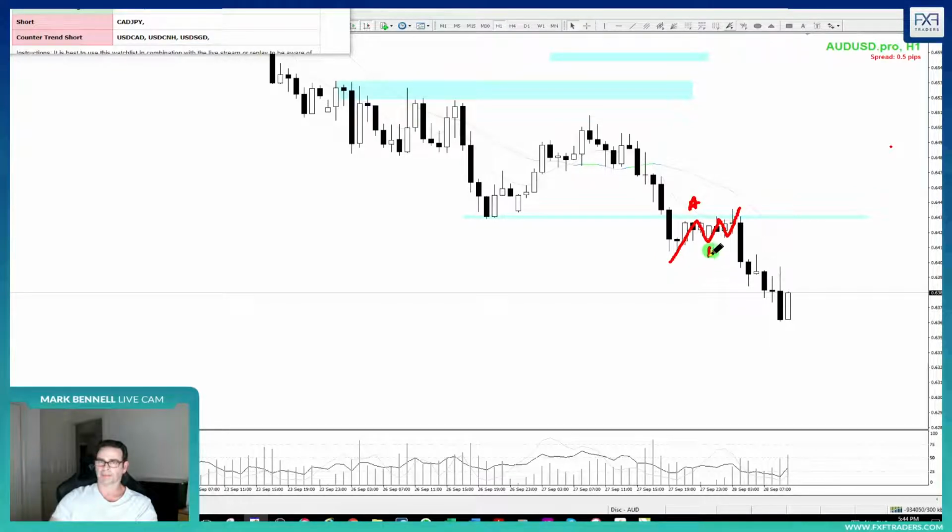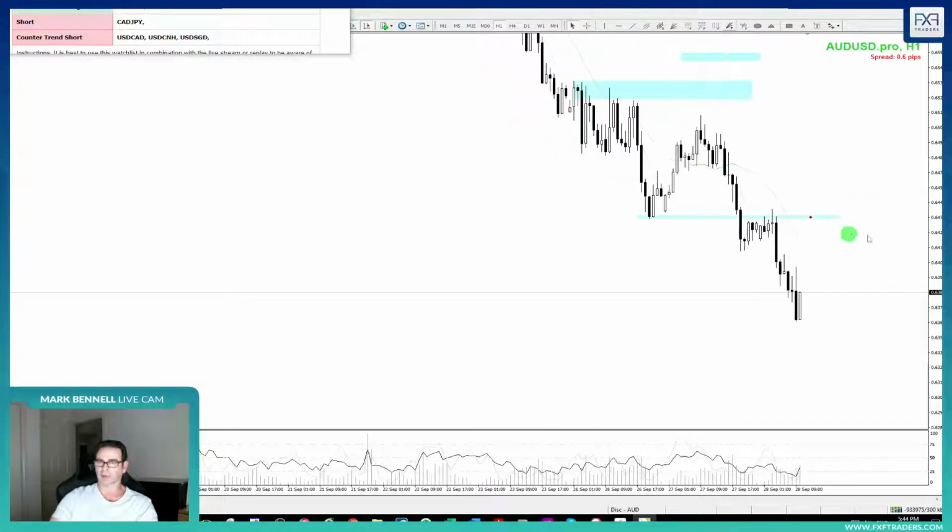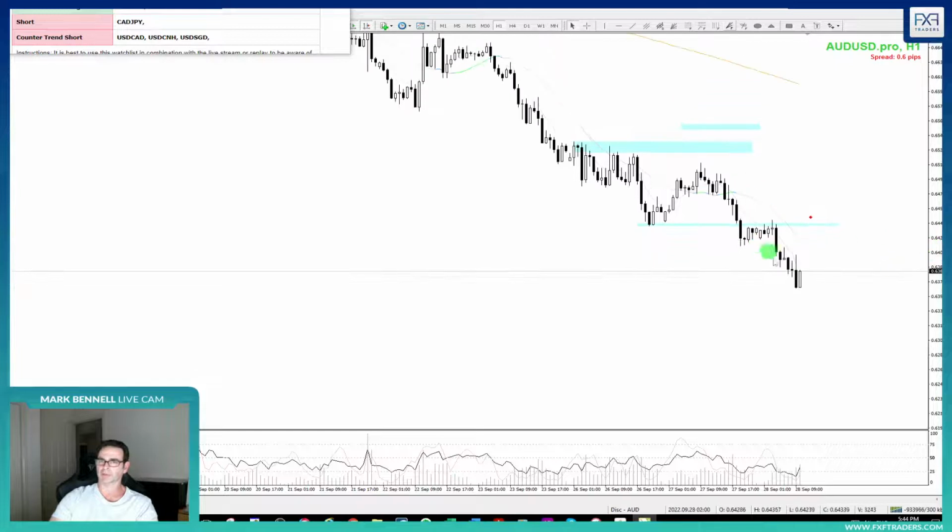There's a little swing in there, but there's C and it fails there. So that's a beautiful retest and entry. That was a great example. I've taken a copy of that for myself.